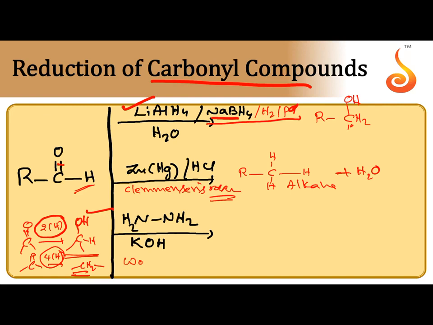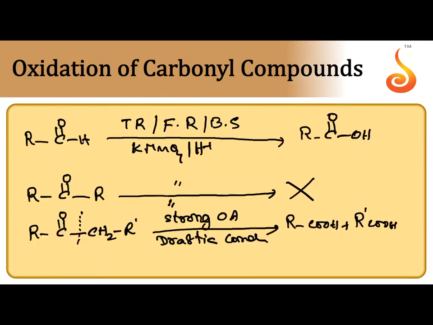Next method, Wolff-Kishner reduction. By this method, aldehyde or ketone is subjected to condensation with hydrazine. We can get aldehyde hydrazone or ketone hydrazone as intermediate compound that is reacted with a base like potassium hydroxide in ethylene glycol. So finally, same product, oxygen is replaced with two hydrogens. We can get alkane and H2O. So these two are named reactions, very important.